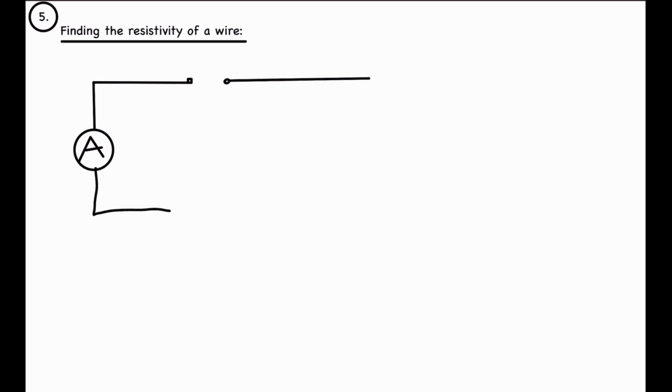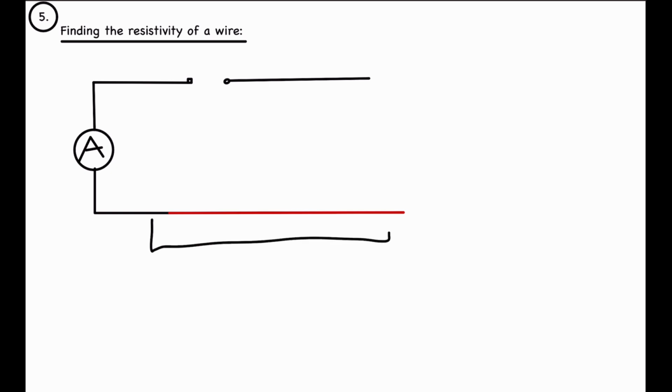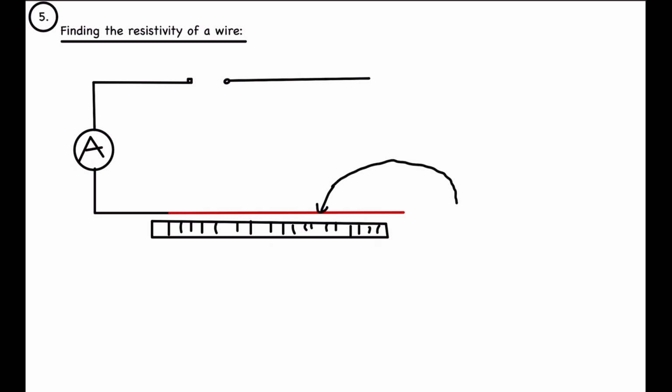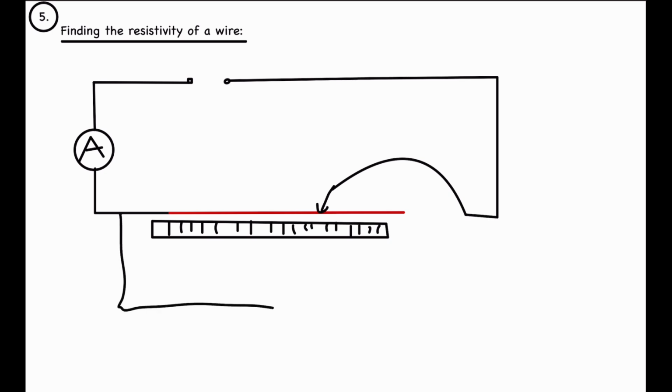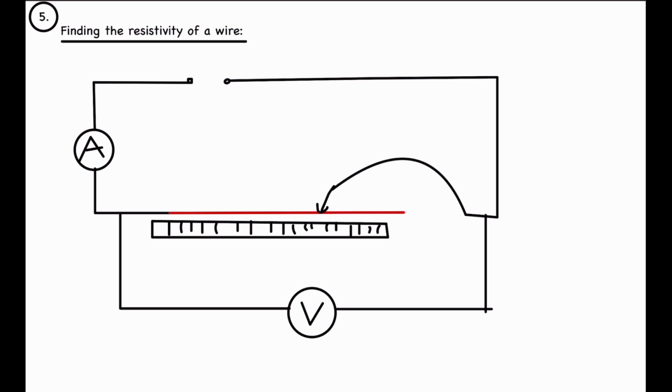And we would connect this to a wire, so you can draw in red, a test wire, and we will have a ruler underneath it. And you would have a flying lead over here, which connects to the rest of the circuit, like this. And then you would have a voltmeter across it. So this is the apparatus, where you would have the power supply over here.